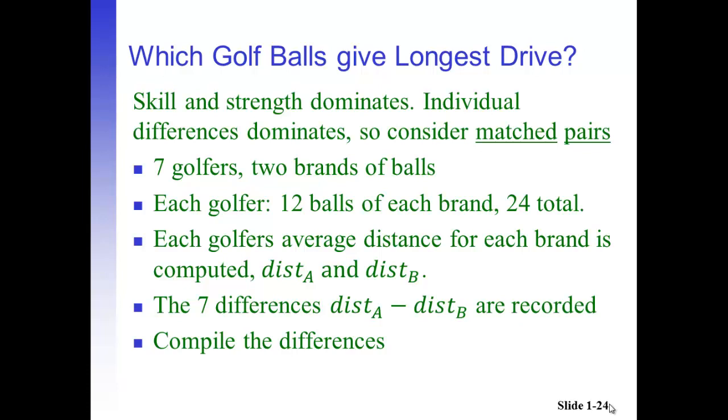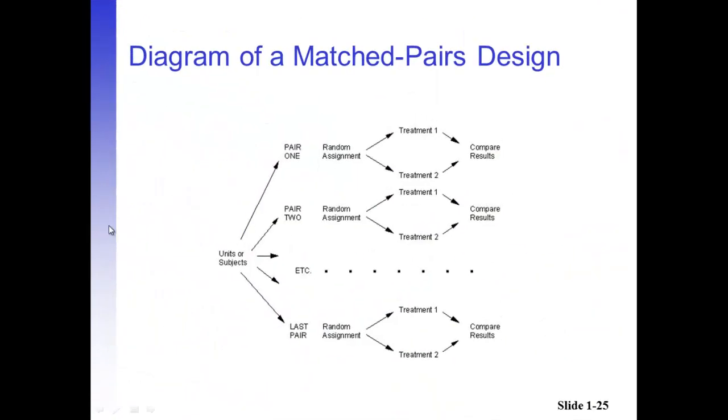Then, for each golfer, we could compute the difference between the distance they hit brand A balls, on average, from the distance they hit the brand B balls. These differences are what we would look at in our study. A diagram of a matched pairs design looks in general like this. We have units or subjects who are first of all divided up according to pairs. In the case of a before and after matched pairs design, the pair represents really a single subject, and it's a pair of experiences that that subject has.